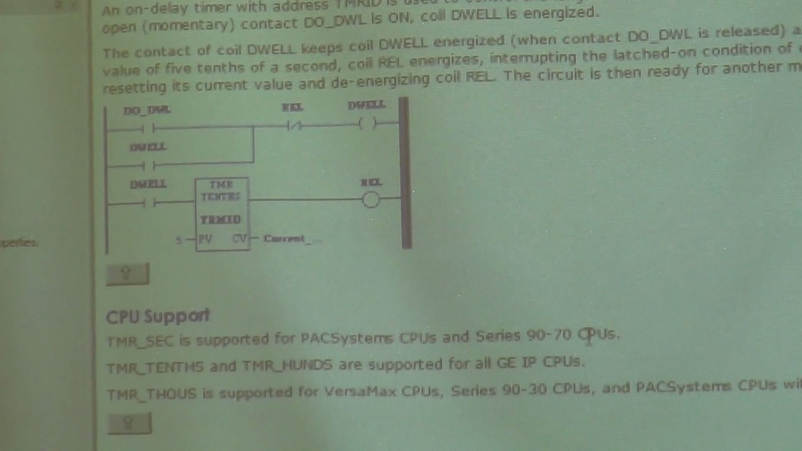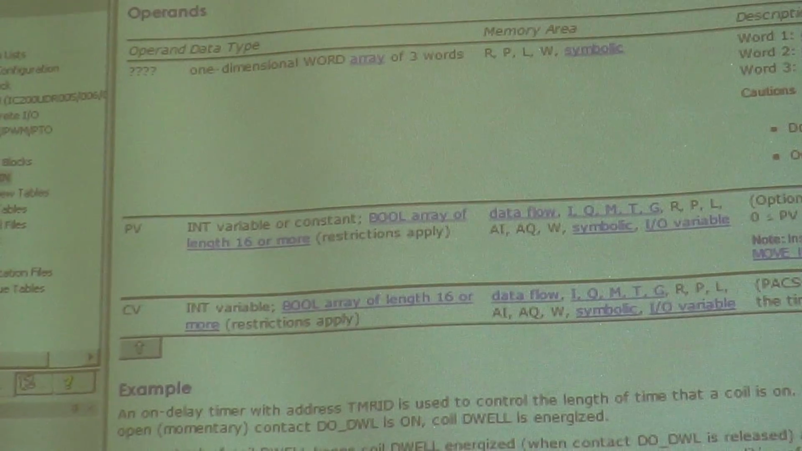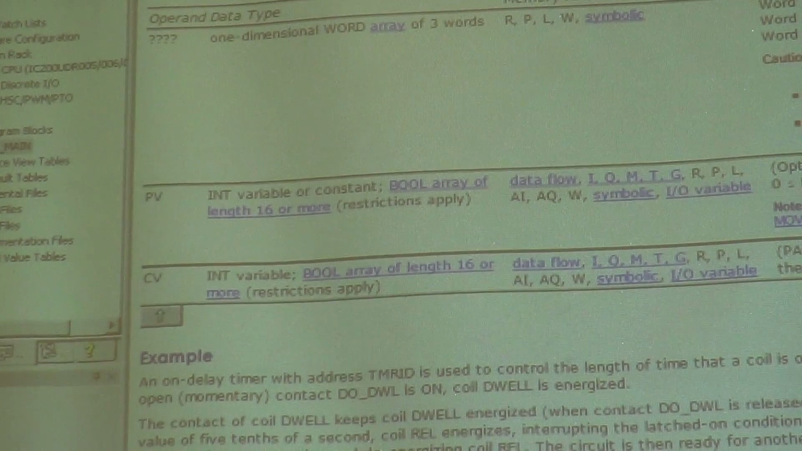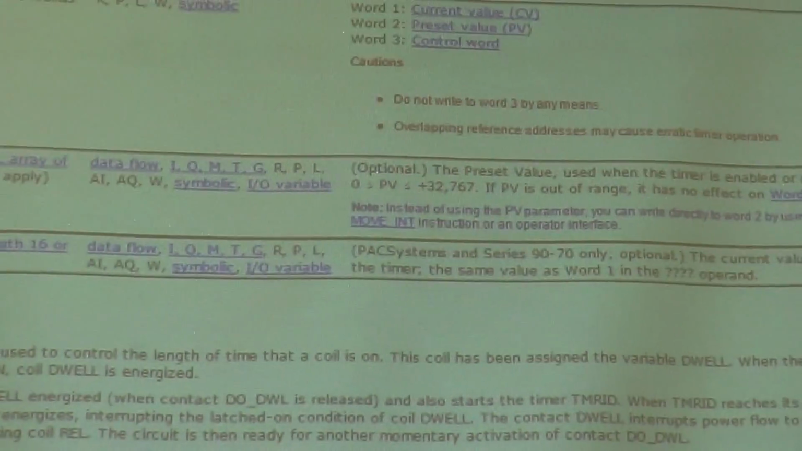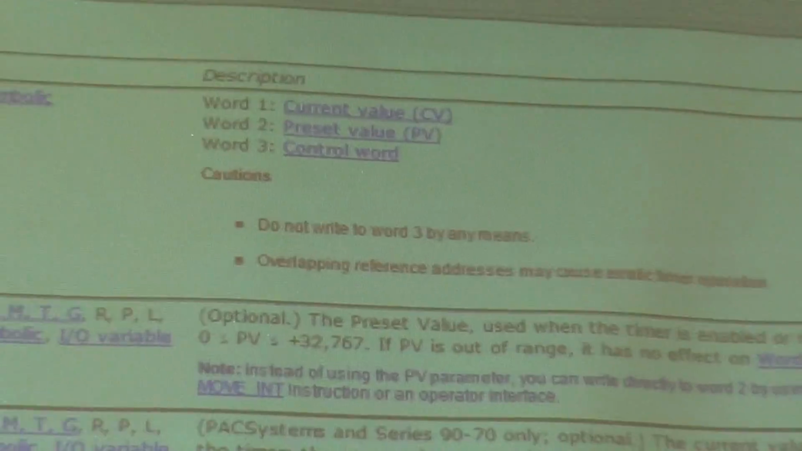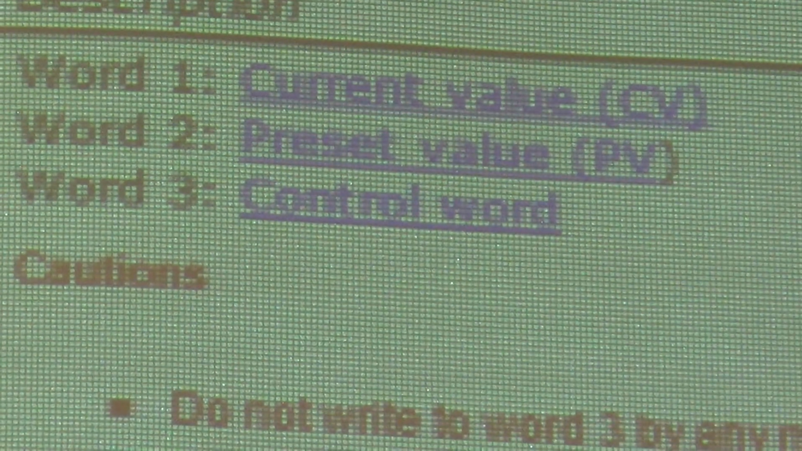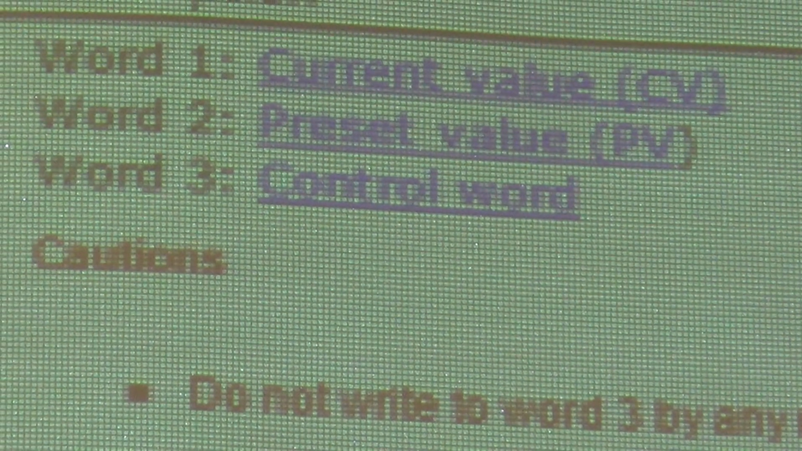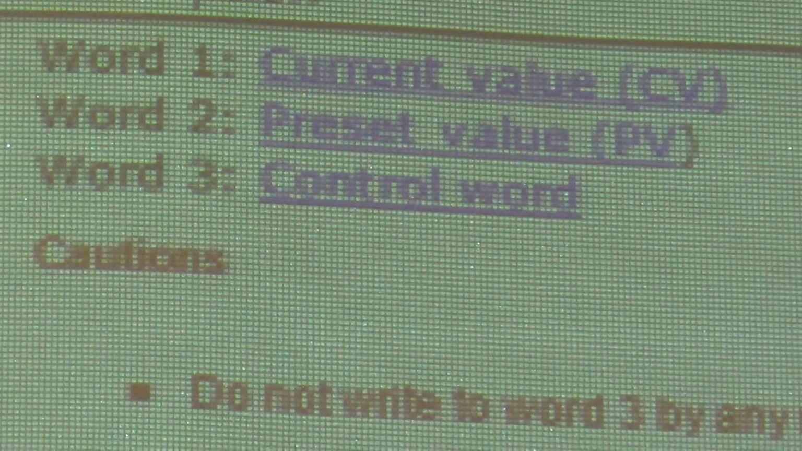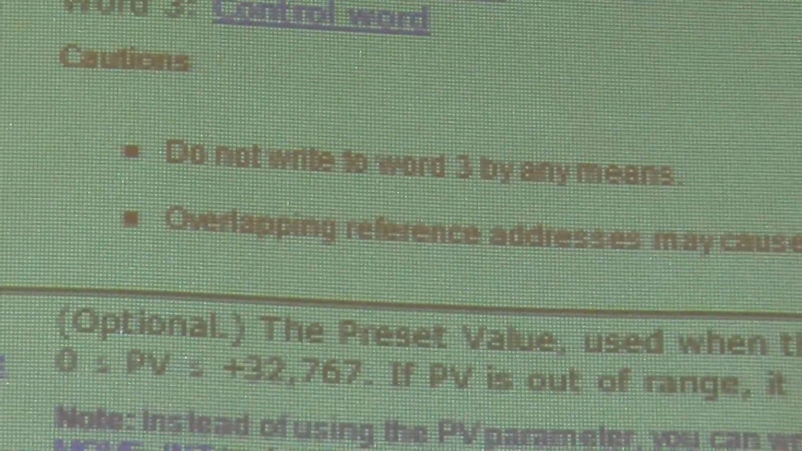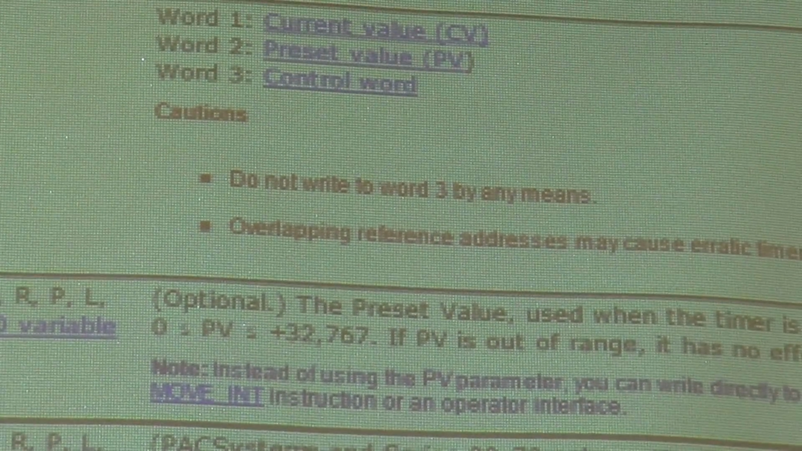Okay? If we look up here, you have your operand, data type. They're showing data types of R, P, L, and W. Okay? We're using one-dimensional word array of 3 words. I'll show you what that means. Word number 1, again, you'll see up there. Okay? Current value, preset value, and your control word. Okay? Now, you see the little comment down there below that? What is that comment below there?